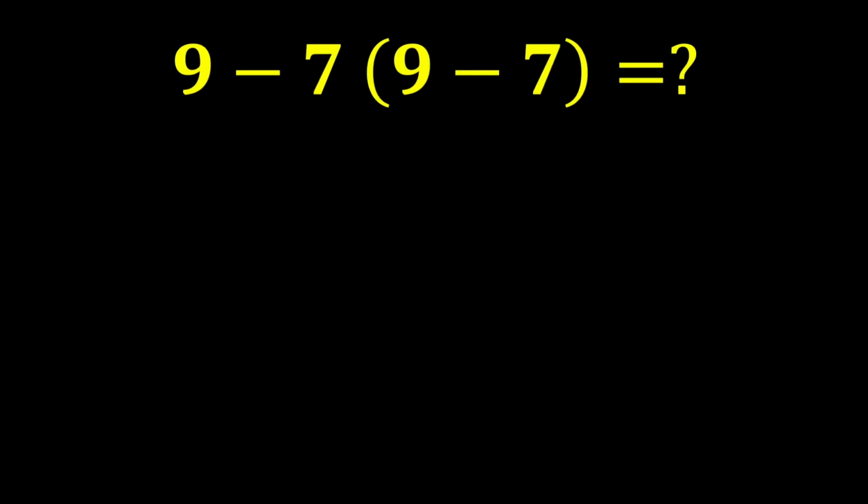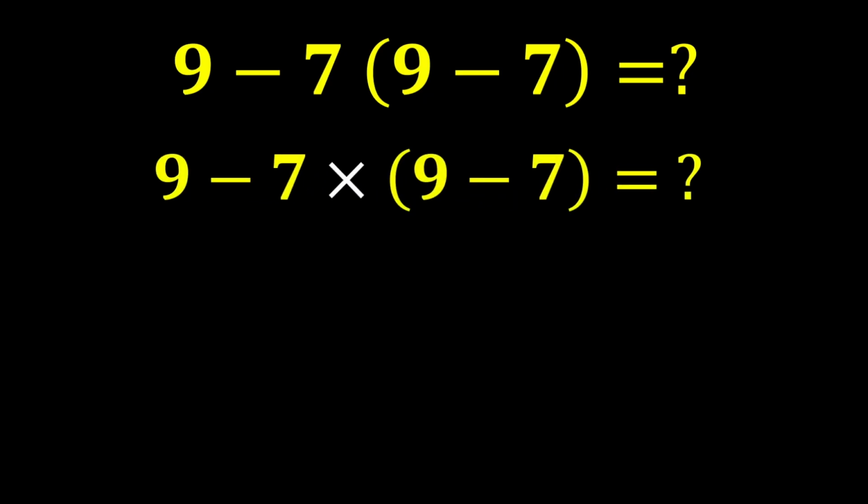9 minus 7 times (9 minus 7). In this expression, there is one subtraction, one multiplication, and one parentheses. Inside the parentheses, there is a subtraction, the multiplication is written here. In mathematics, when a number is placed next to parentheses, it means that the number is multiplied by whatever is inside the parentheses. However, for simplicity, the multiplication sign is usually not written.